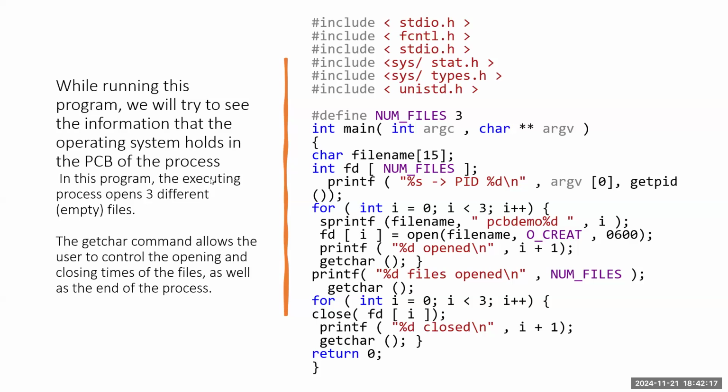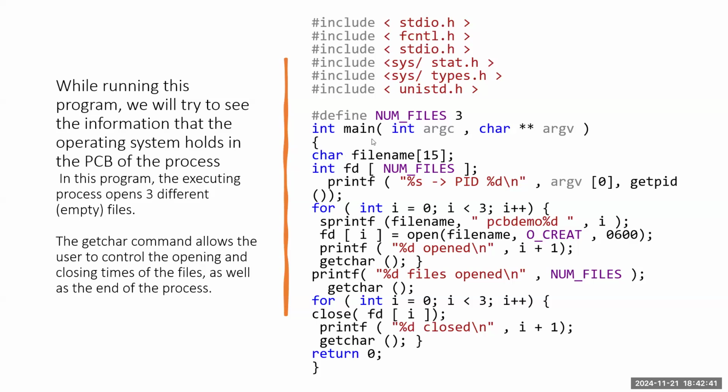In this program, the executing process opens 3 different files, which are empty, and we use the getchar command just so that we can stop the running of the program. Because every time we do getchar, the program will wait for a character to be typed in at the keyboard, and that's our way of conveniently slowing down the program as we want. So the first thing, what does this program do?